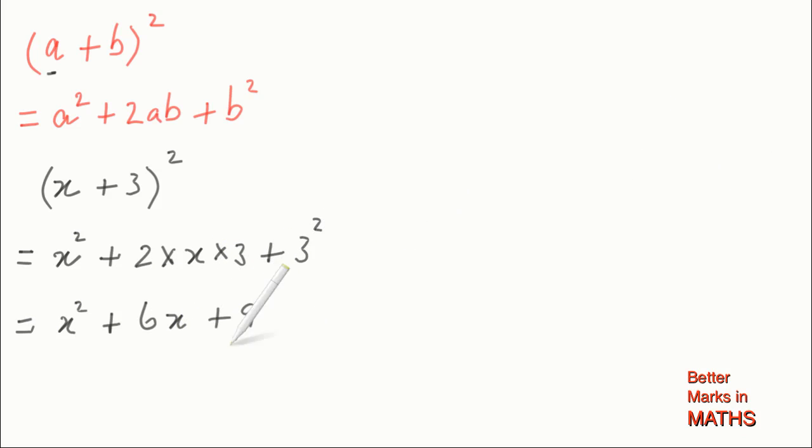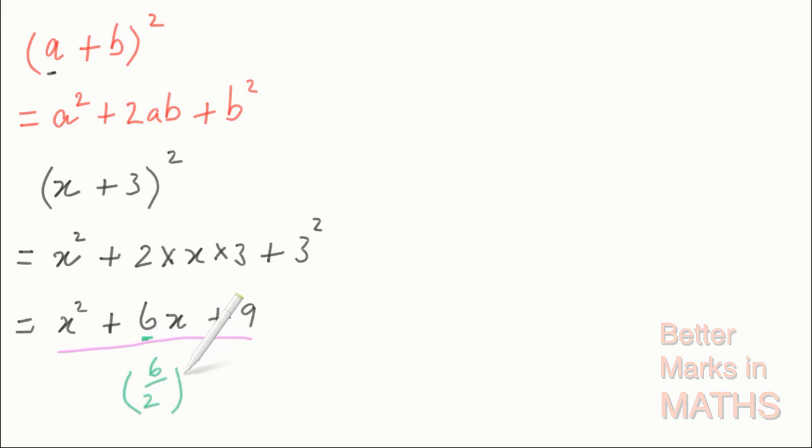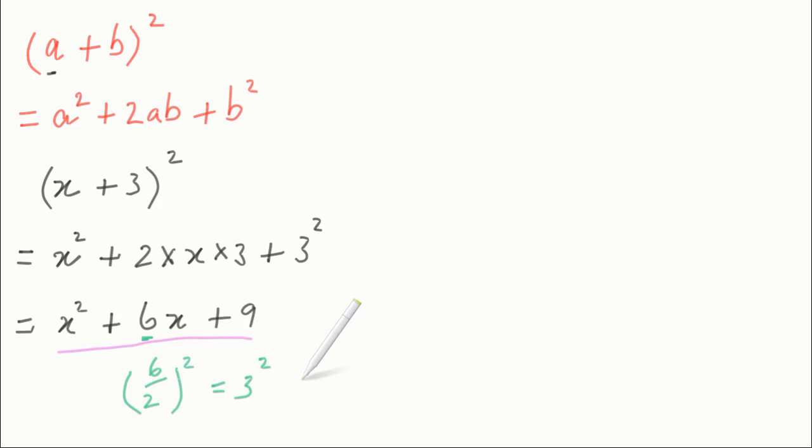So what happens if you're given this, and you know that's a perfect square because it started off as something all squared? How would you know that this is a perfect square? Well, all you have to do is look at the coefficient of the x, which is 6, and go 6 divided by 2, and then square it, and if it equals 9, then it's a perfect square. So 6 divided by 2 is 3, so that's 3 squared, which does equal 9. So that means that trinomial is a perfect square and can be factorized to that.